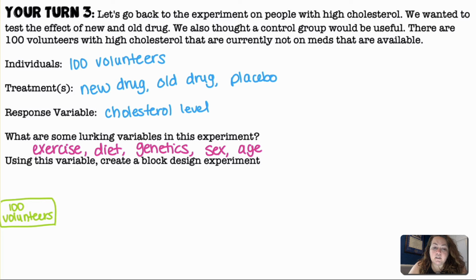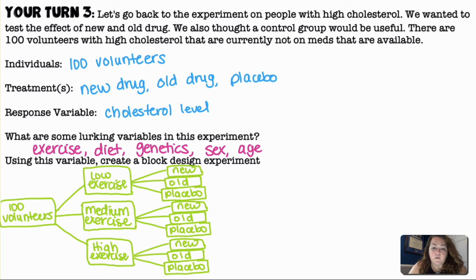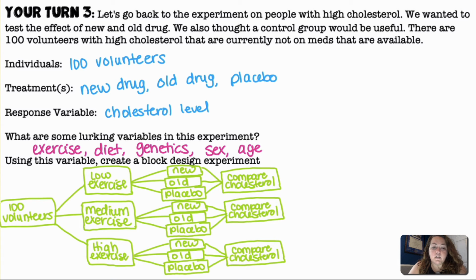All right, so I have 100 volunteers. I'm going to block them by exercise level. So I'm going to do low exercise, medium exercise, high exercise. And then within each exercise group, I'm going to assign them to either the new, old, or placebo drug. All right, and then within each block, I'm going to compare the cholesterol levels.